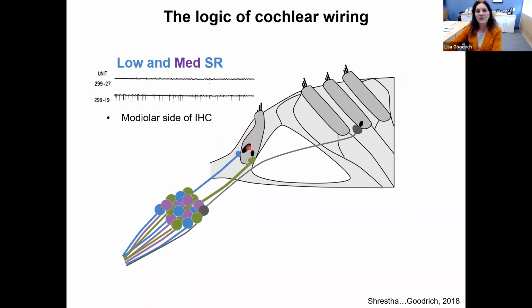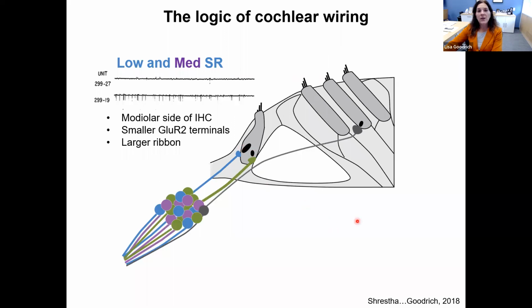What my former postdoc Rika Shrestha always called the beer belly of the hair cell, and I like that, and I want it to stick. I think it's a really easy way to see it. So that's the medullary side of the inner hair cell. And these terminals tend to have smaller puncta of glutamate receptors opposite larger synaptic ribbons.